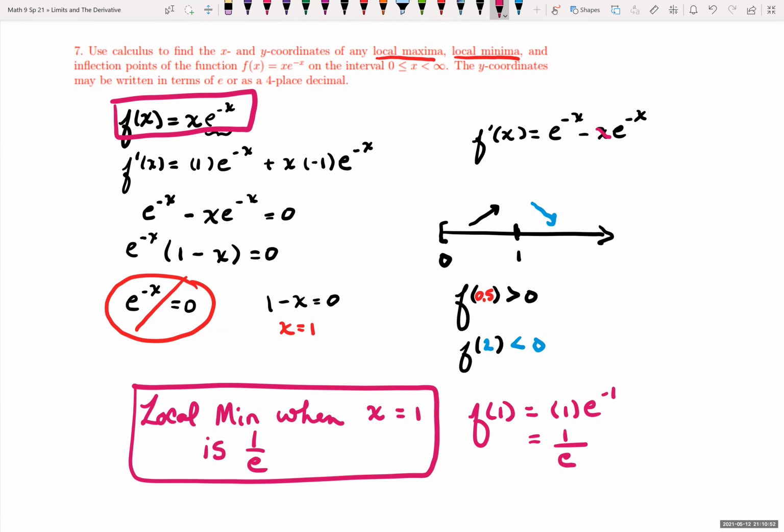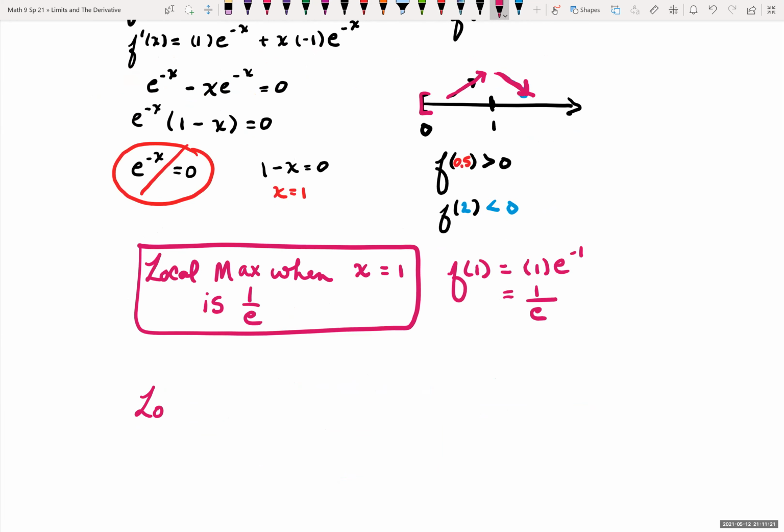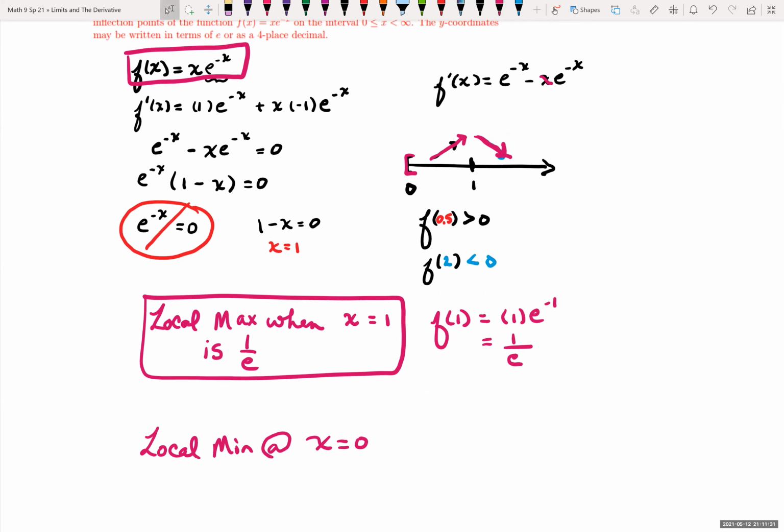We can see if x equals 0 is a local, well, we can tell that. And why did I say it was a min when I knew it was a max? Just because I needed to be wrong. Max. So increasing, decreasing, this is a max. So I can tell that at 0, I actually have a local min. So we also have a local min at x equals 0. And if we plug in 0, it is 0.